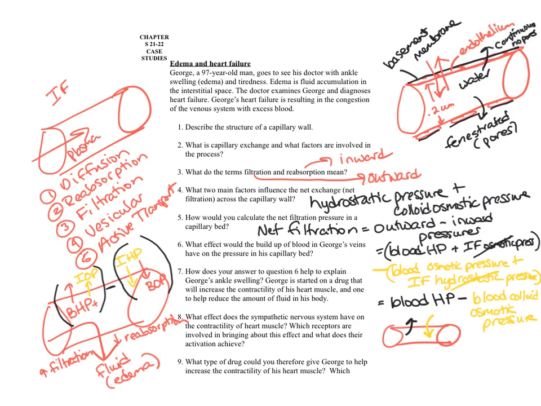Number 8, what effect does the sympathetic nervous system have on the contractility of heart muscle, and which receptors are involved in bringing about this effect, and what does their activation achieve?